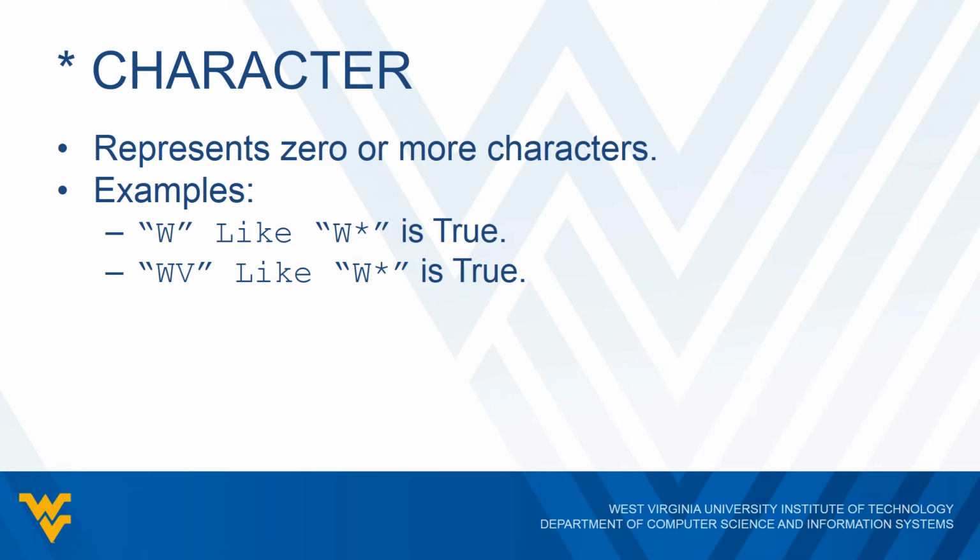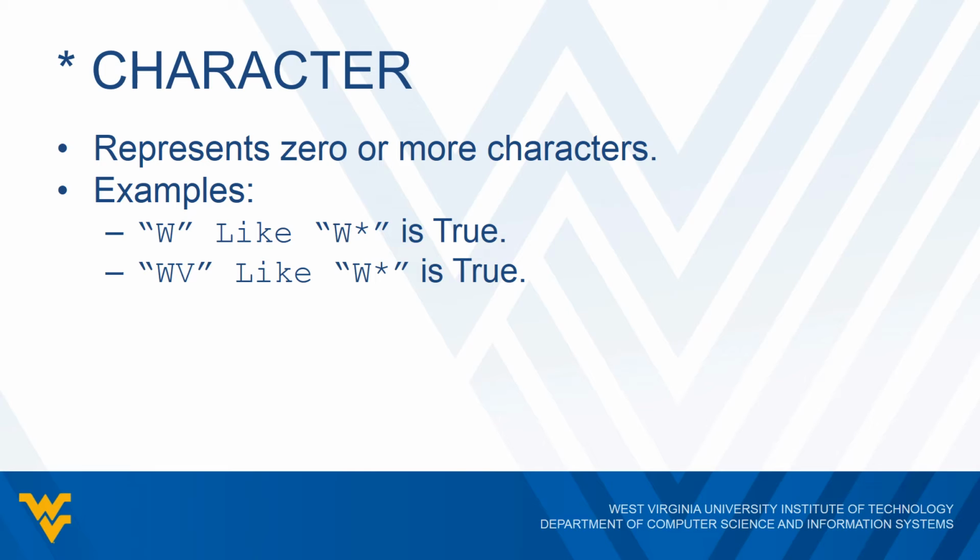Let's try another example. Let's say we have WV capitalized and see if that matches the pattern W star. This is also going to be true, and this is because the two W's match, and then we're trying to match the V with the star. Well, the star could be any character, so that means it could be a V in this case, so therefore we have matching characters, so this is going to be true.